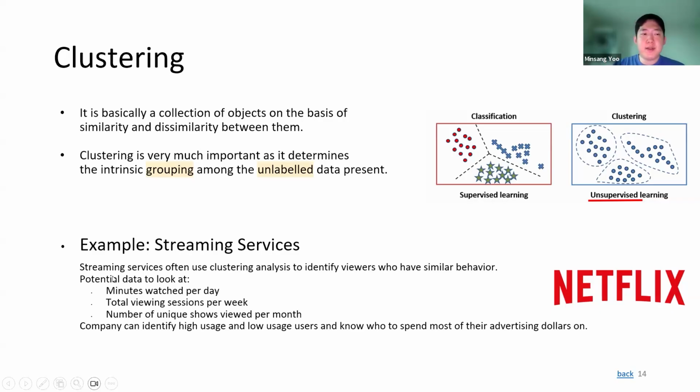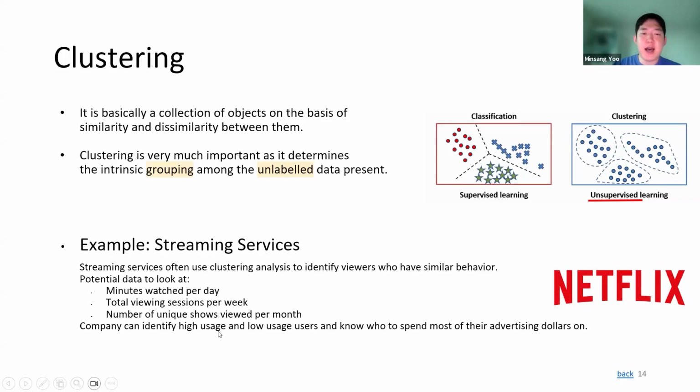One example is streaming services. Streaming services often use clustering analysis to identify viewers who have similar behavior. Potential data to look at: minutes watched per day, total viewing sessions per week, or number of unique shows viewed per month. There are no labels to it. You just have similar people, and maybe in the future you can recommend, if you show these kinds of features, then you're going to fit into this.